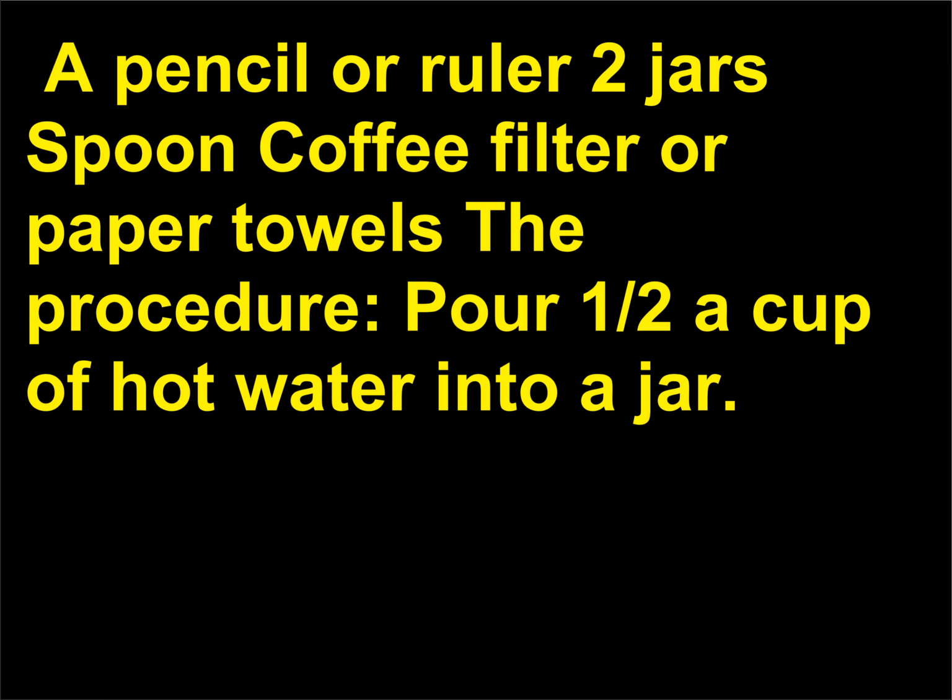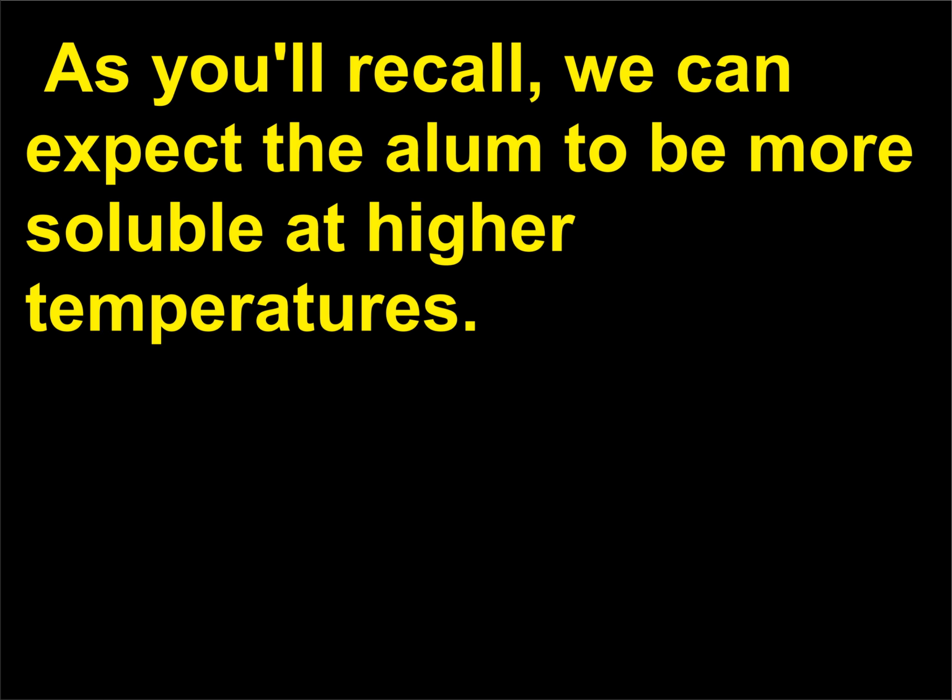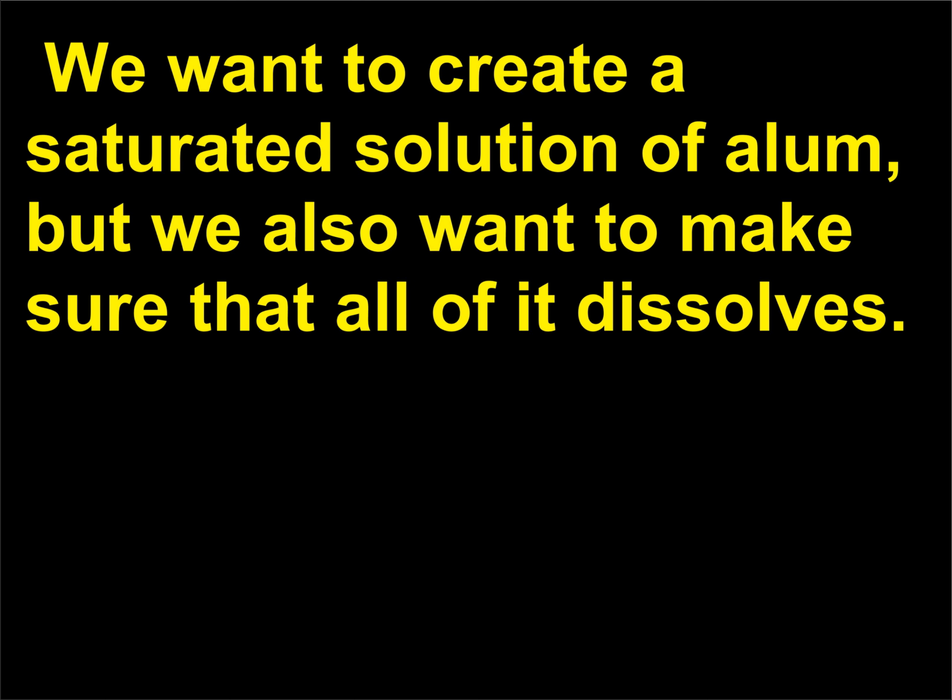The procedure: pour 1/2 cup of hot water into a jar. Add a little bit of alum to the water and stir it in. Try to do this before the water cools down too much. As you'll recall, we can expect the alum to be more soluble at higher temperatures. We want to create a saturated solution of alum, but we also want to make sure that all of it dissolves.